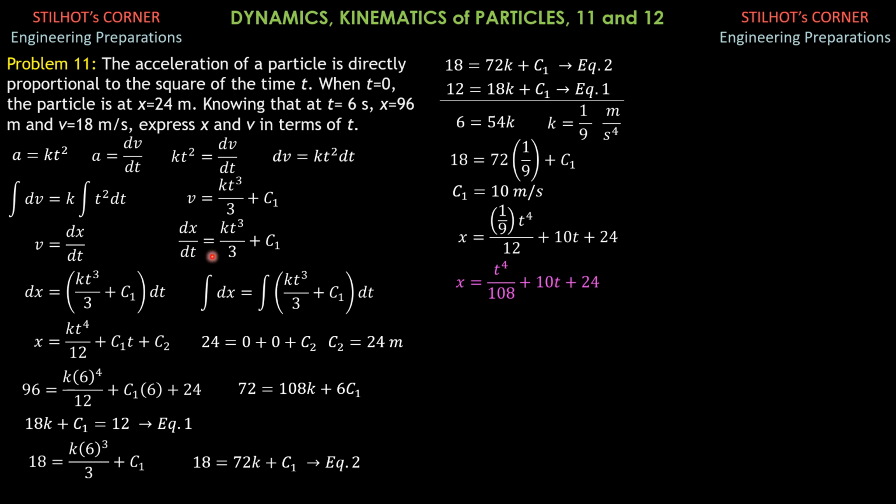Likewise, for v, which is this formula here, v is k, 1 over 9, times t cubed over 3 plus c sub 1, which is equal to 10. So simplifying, v therefore is equal to t cubed over 27 plus 10. So that's it for this problem 11. We proceed to problem 12.